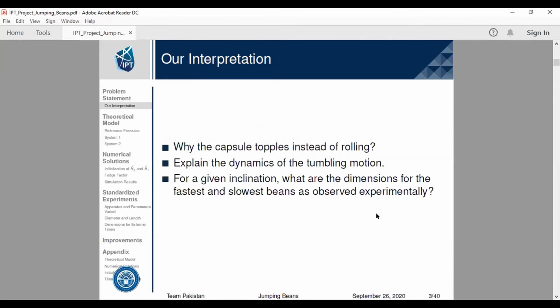So our interpretation of the problem statement was as follows: why the capsule topples instead of rolling, explain the dynamics of the tumbling motion, and for a given inclination, what are the dimensions for the fastest and slowest beans as observed experimentally.